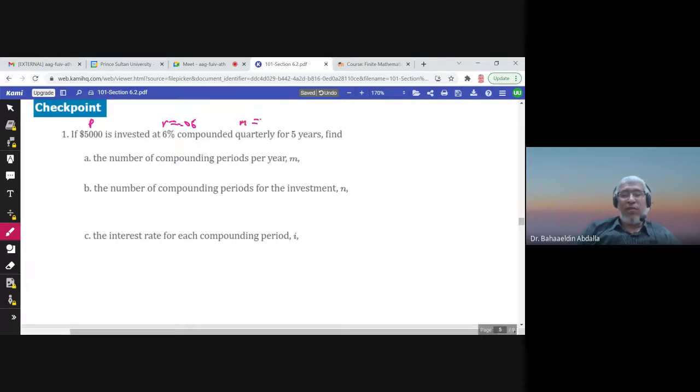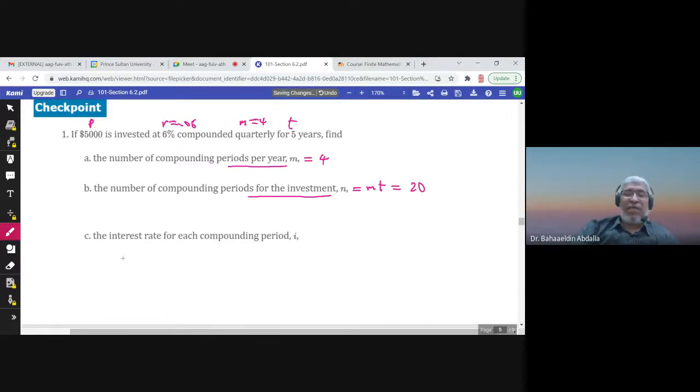Compounded quarterly, M is 4. For 5 years, this is T. Find the number of compounding periods, N. Well, M is the number of compounding periods per year. That's just 4 because quarterly. So N, the number of compounding periods for the investment, not per year, would be M times T. You multiply by all the years. So 4 times 5, it would be 20.